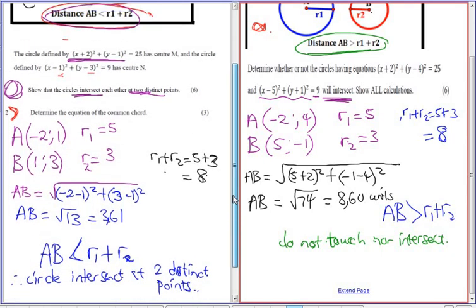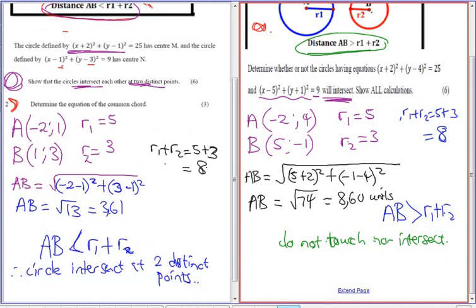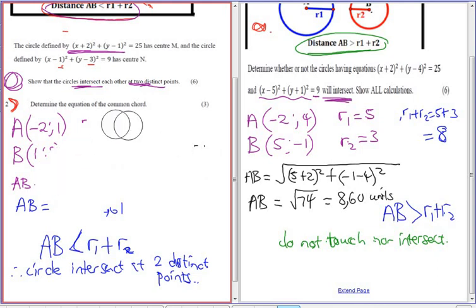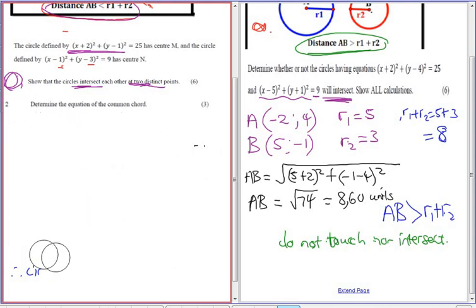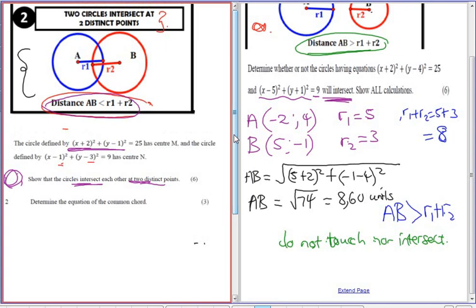So just for the love of it, I'm going to erase everything here. Let's erase everything over here. I want to determine the equation of the common chord. Let me just tell you this. If you want to determine the equation of the common chord, let me show you what I mean.